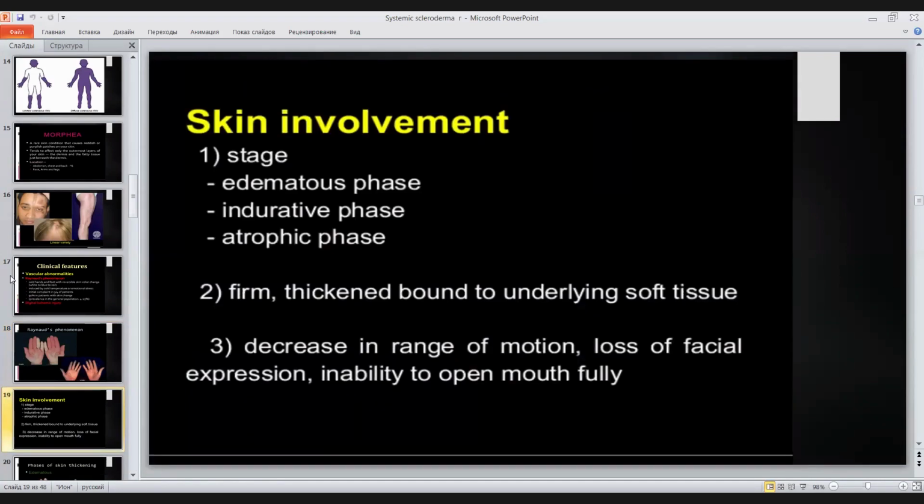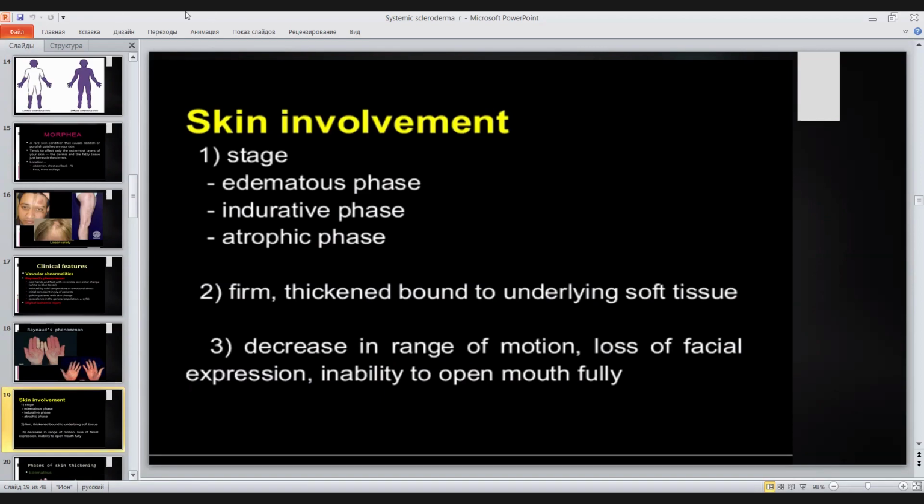Next, skin. I said that the main problem of a patient with systemic scleroderma is skin changes, due to fibrosis of the skin. Due to fibrosis, patients have clinical manifestations of the skin, but these will be different because we have different phases of the skin changes. We have 3 phases. They are called edematous, indurative, and atrophic phases.